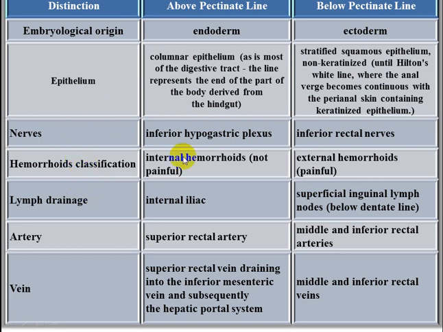Hemorrhoids classification. Above the pectinate line they arise as internal hemorrhoids, which are not painful, while below the pectinate line they arise as external hemorrhoids, which are painful. Regarding lymphatic drainage, the upper half drains to the internal iliac groups, while the lower half drains to the superficial inguinal lymph nodes, and then to the deep inguinal groups, and then to the internal iliac.